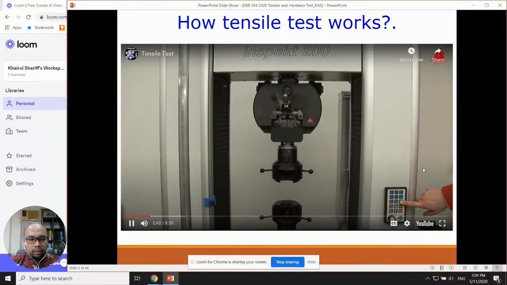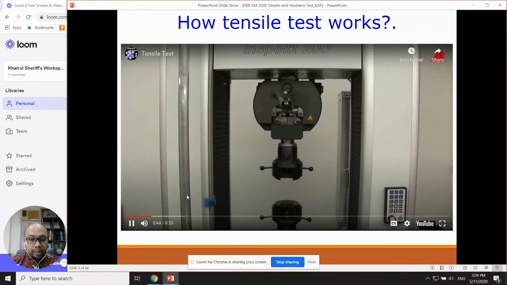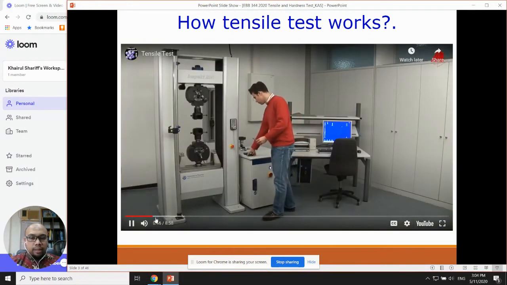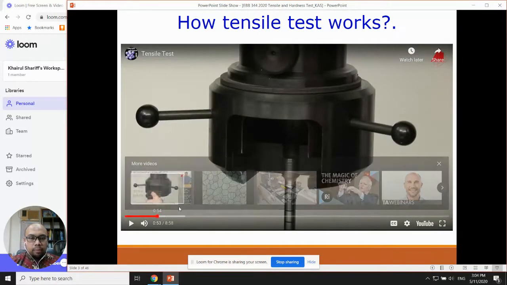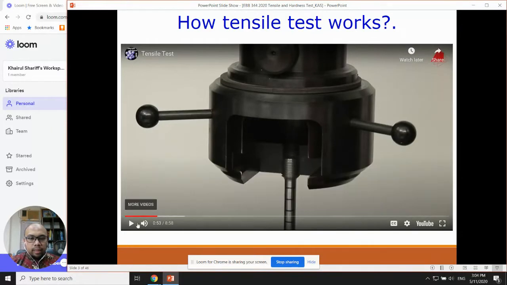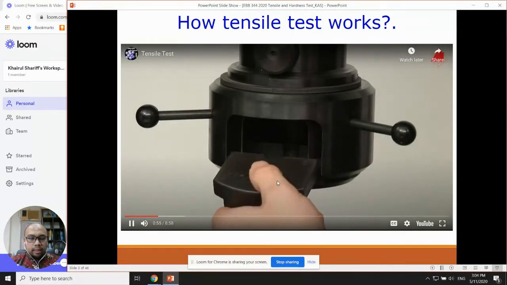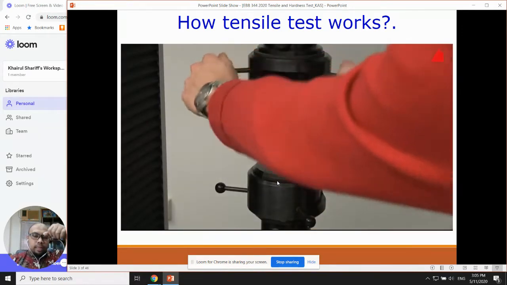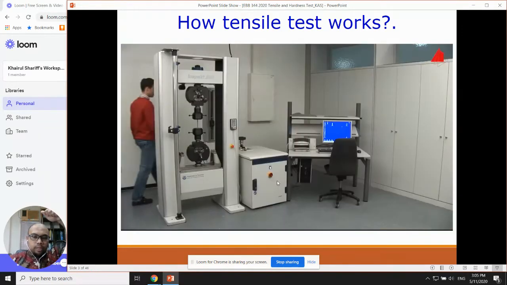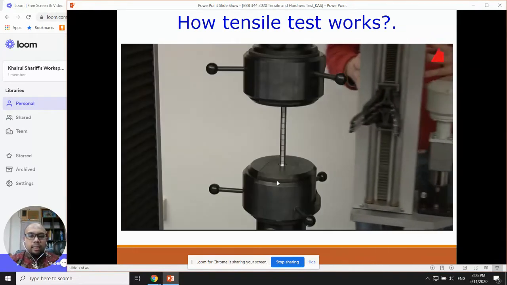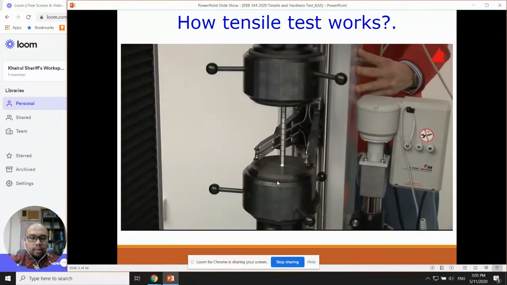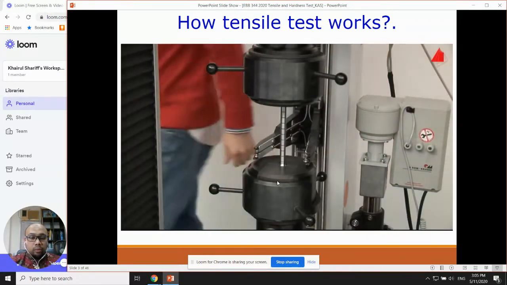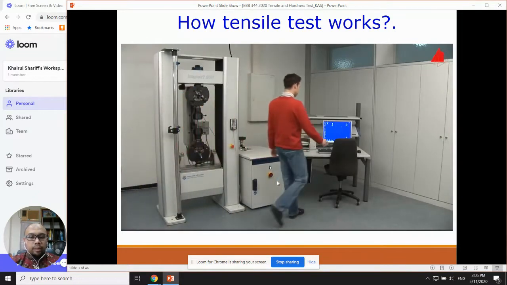This one shows how the sample is set inside the machine. You can see they put the sample, and you can see the sample holder. So meaning that, as I mentioned, the sample will be pulled in opposite directions. In this case, this universal tensile machine will pull the sample.